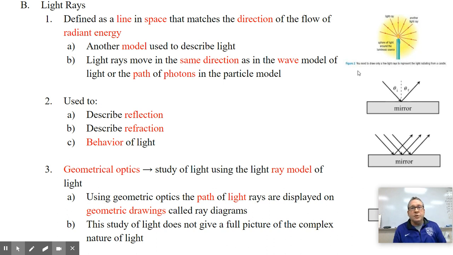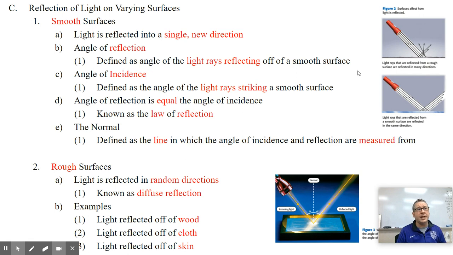So we have to use geometric optics. We are able to look at the path of light rays and show that they are displayed on geometric drawings called ray diagrams. This is a study of light, but it does not give the full picture of the complex nature of light. Now, in the last section, we've already discovered just how complex light is. It does not like to follow what we consider real world stuff, but it is real world stuff. So we need to understand it better.